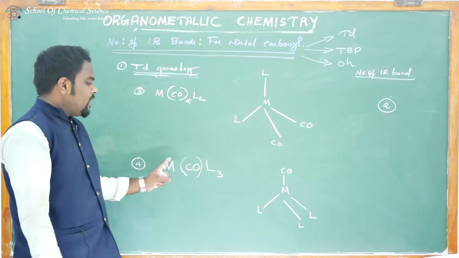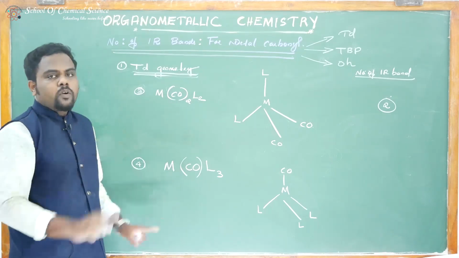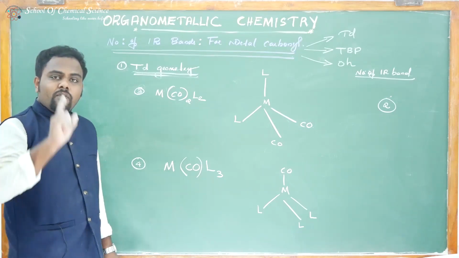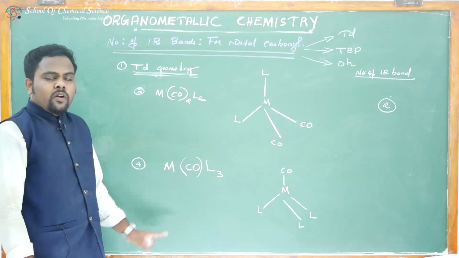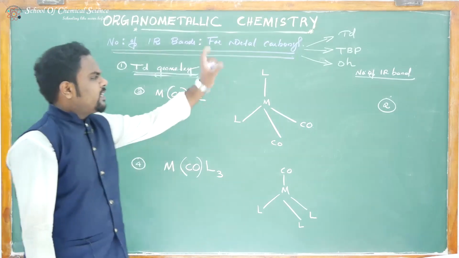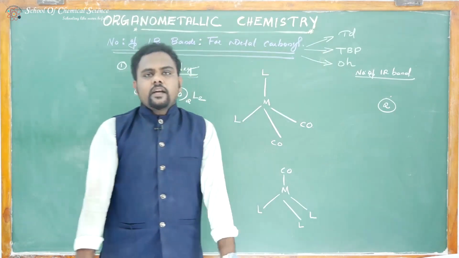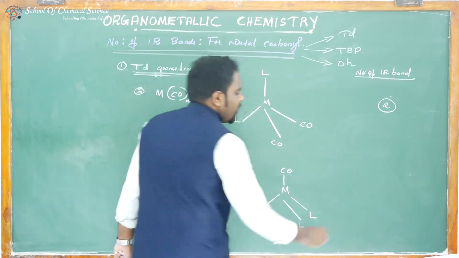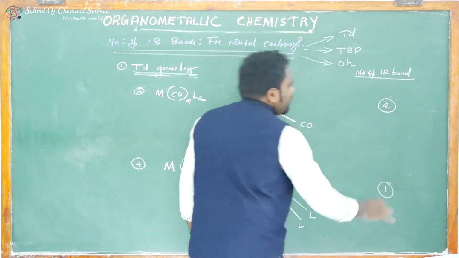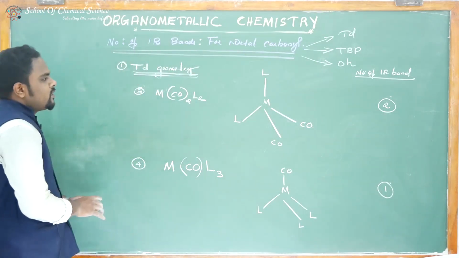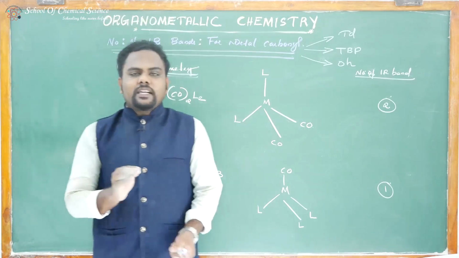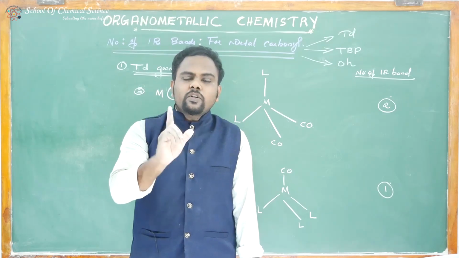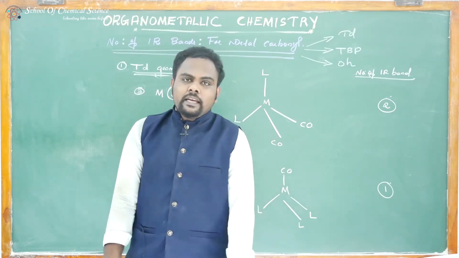Monocarbonyl means in a complex, only one carbon monoxide is present. Whether tetrahedral or TBP or octahedral, if in a complex there is only one carbon monoxide present, then it will have only one IR band. One IR band. So that's the 4 cases of tetrahedral geometry: MCO4, MCO3L, MCO2L2, MCOL3.